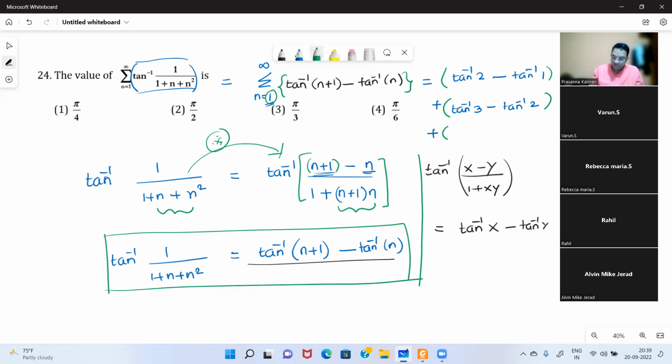Now you should put n equal to 3. So you'll get tan inverse 3 plus 4 1, minus tan inverse 4, minus tan inverse 3, tan inverse 4 minus. Like that, it will go on.